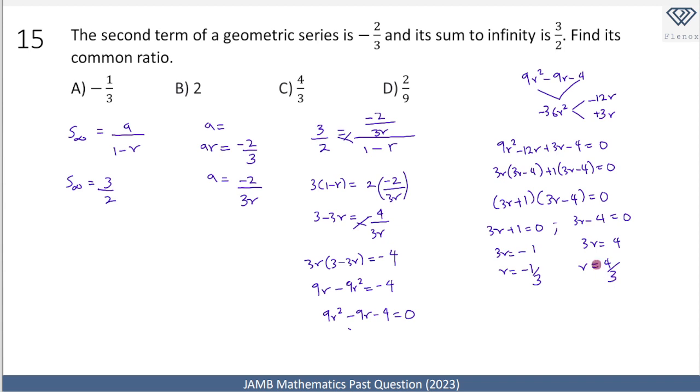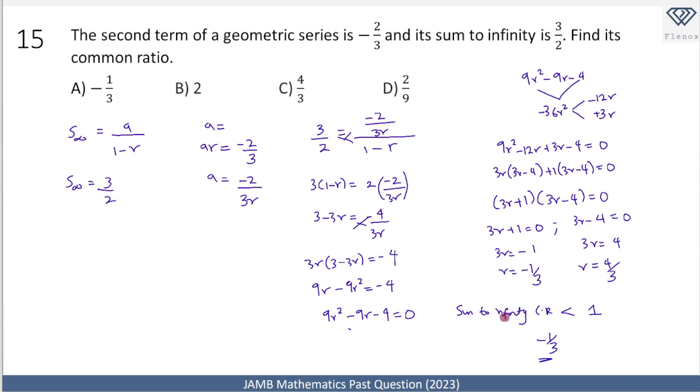Now when you look at the options, there's a minus 1 over 3 and there's a 4 over 3, which is the correct option? Now this will require you to understand something about the sum to infinity. There's a condition that applies here, and what is that condition? For you to be able to find the sum to infinity, the common ratio must be less than 1 in magnitude. This is a property of a geometric series in which you can find the sum to infinity. So which of these two values is less than 1? Minus 1 over 3. So that means minus 1 over 3 is the valid solution.